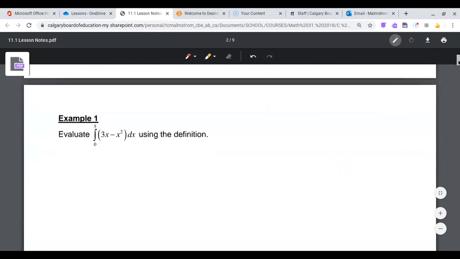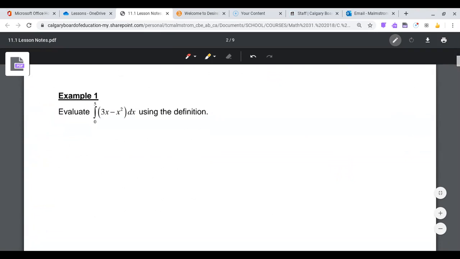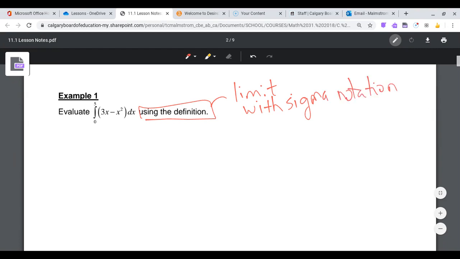Okay, example 1. Evaluate the integral from 0 to 5 of the function 3x minus x squared in terms of x using the definition. Okay, that means use the limit formula with sigma notation. So when it said calculate the derivative using the definition or using first principles, that was our limit formula. So here it is again.